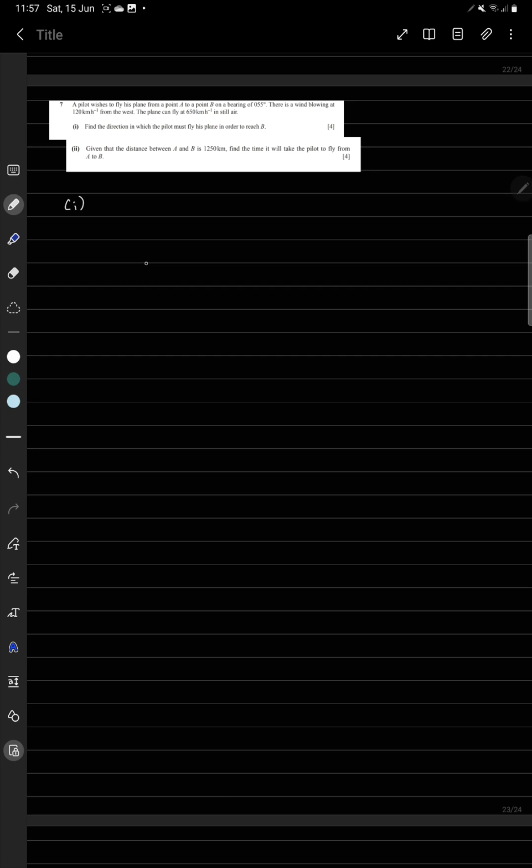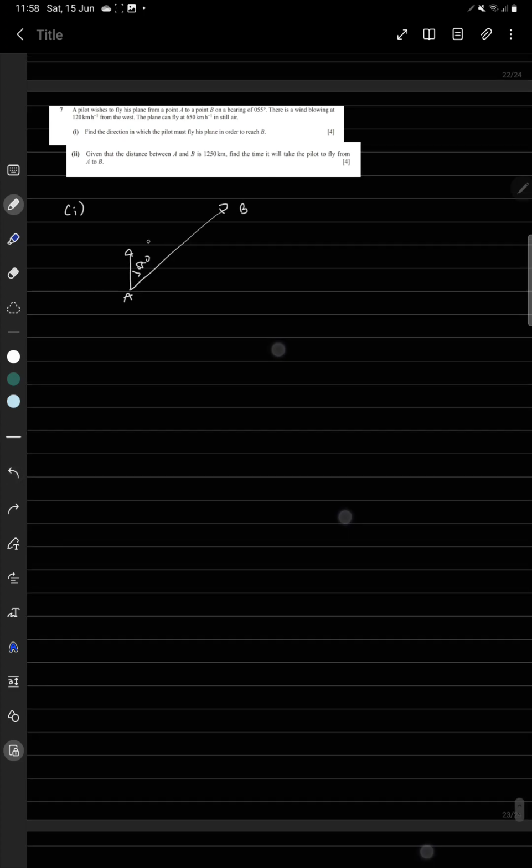reach B. So we're going to draw the north first, right? So this is north, and 55 degrees for the bearing is going to be here, 55 degrees. That's from point A to point B. Okay, now another piece of information here says that there is a wind blowing 120 kilometers per hour from the west. So there's a wind blowing, let me double check that. So wind blowing from the west to the right?